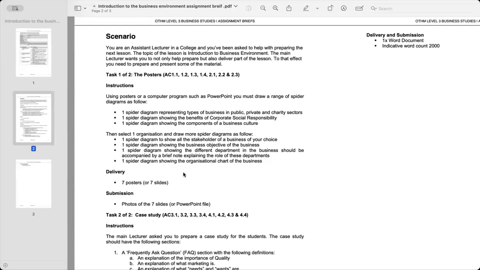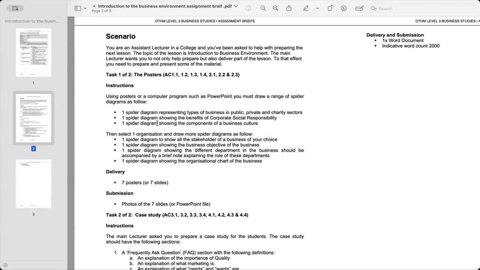So the first one is types of businesses. Here I will go through one by one. Types of businesses: public, private, and charity sectors. Create a spider diagram that outlines the different types of businesses in the public, private, and charity sectors. Focus on highlighting key characteristics, differences, and roles of these sectors.